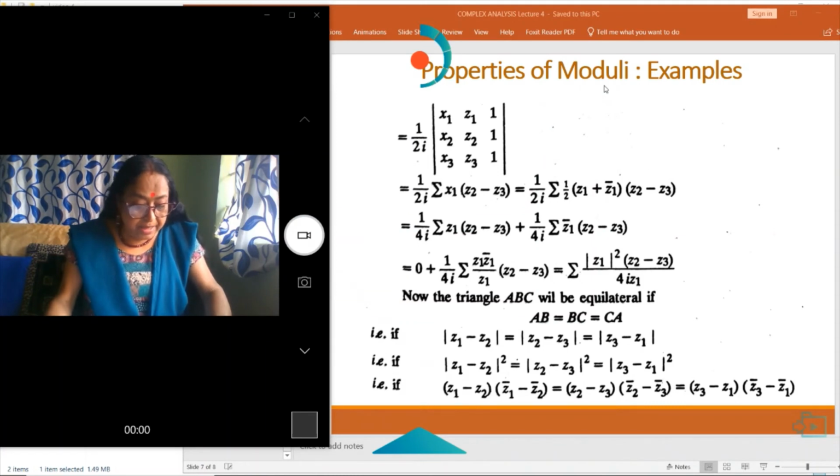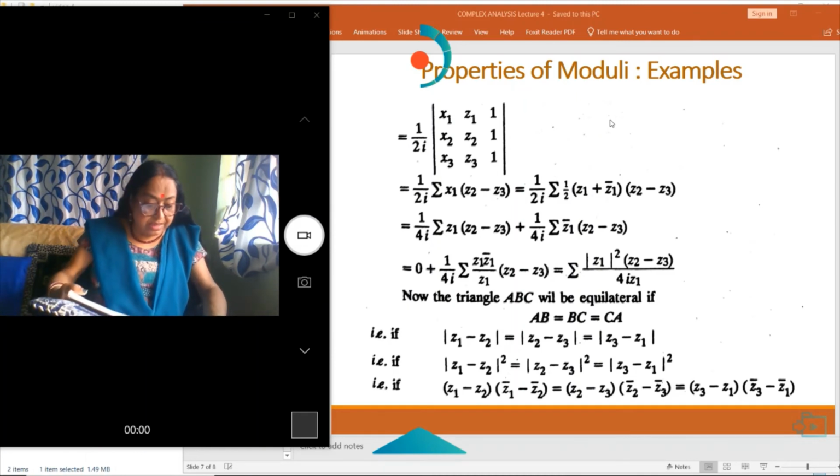equilateral, then AB is equal to BC is equal to CA. So AB in complex form you can write as mod of Z1 minus Z2 is equal to mod of Z2 minus Z3 and is equal to mod of Z3 minus Z1. So taking square on both sides, then mod of Z1 minus Z2 the whole square. This can be written as whatever you can see.